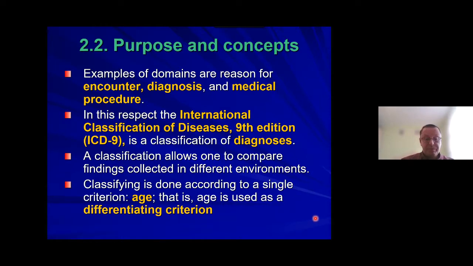So, for example, a classification can be done according to a single criterion, age, so age is used as the differentiating criterion. In the same way, gender or a specific gender, or maybe nationality, and so on.